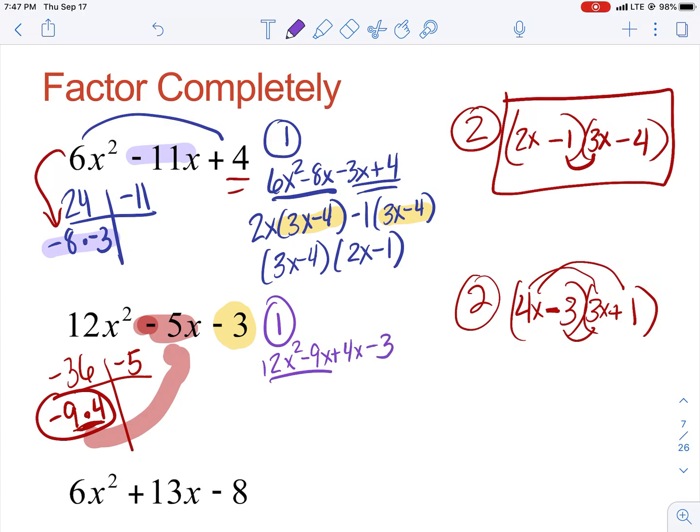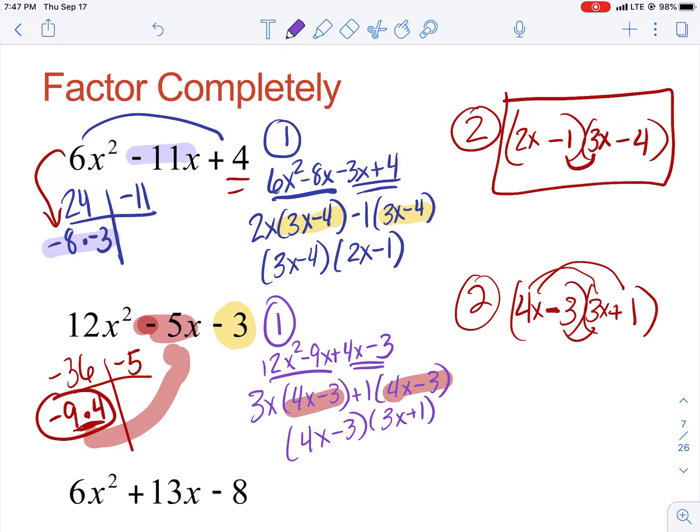So what can I take out of the front two? I can take out a 3x. That leaves me with 4x minus 3. What can I take out of the back two? Nothing. So I have to take out something to hold the place value. And my parentheses better be the same or I messed up. So my answer is 4x minus 3 and then 3x plus 1, which is what I got by guessing.